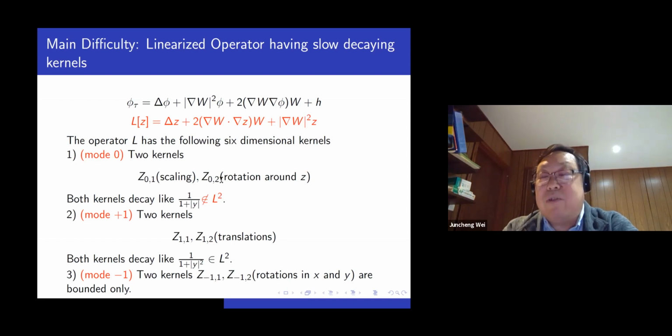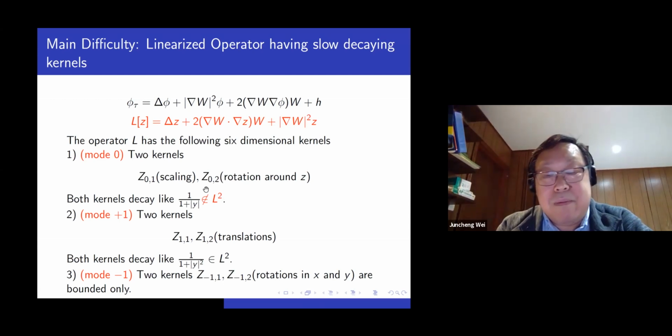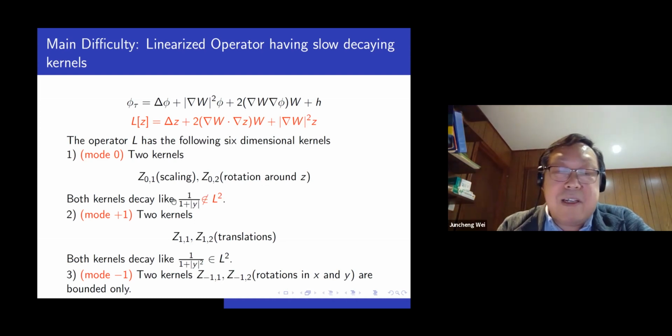So you don't have L2. How do you do a parabolic problem? Right? How do you do the parabolic problem? So the main problem is this scaling parameter and this rotation around Z. They are not in L2. They decay like 1 but they are not in L2.